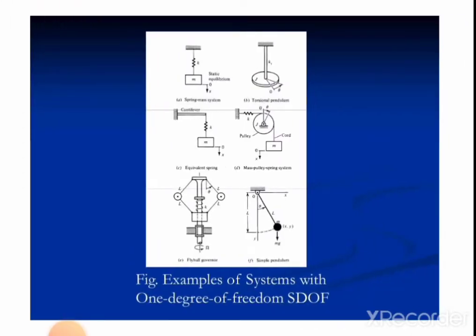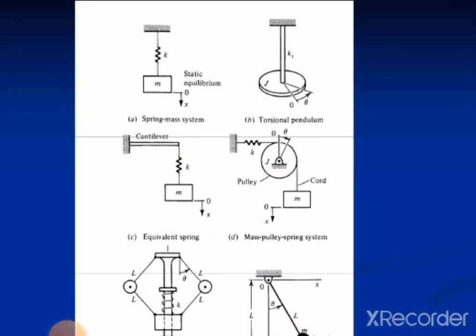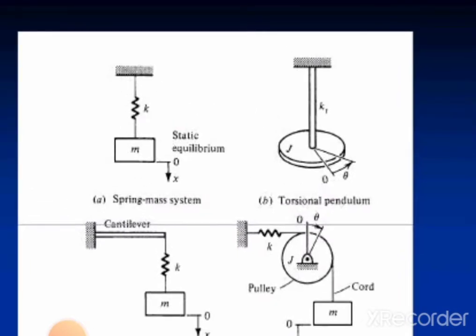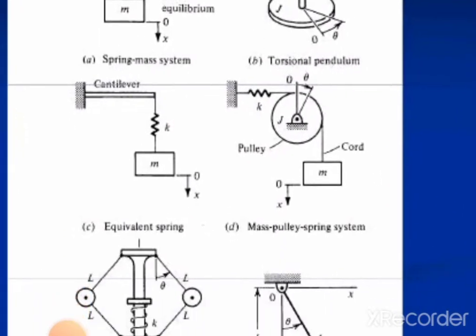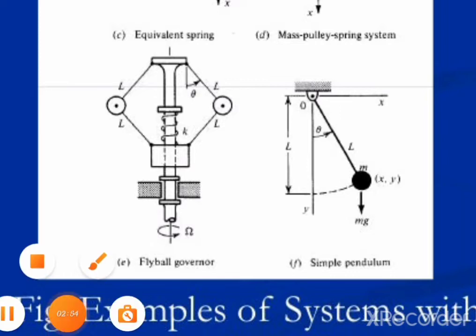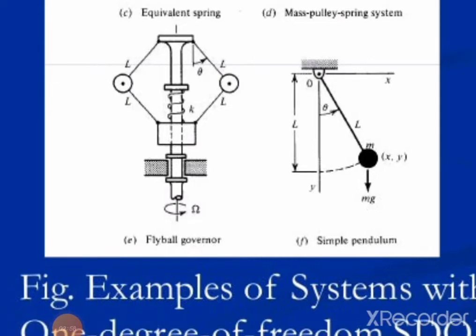Now we can see more examples. For example, a spring mass system is shown here. Here the torsional pendulum also has one degree of freedom. Then an equivalent spring mass pulley spring system, a fly ball governor, and this simple pendulum. The simple pendulum is also considered to have a single degree of freedom. Now we will see the next.